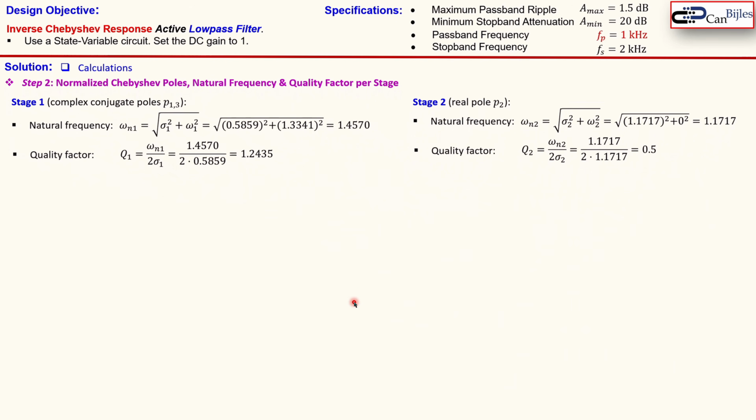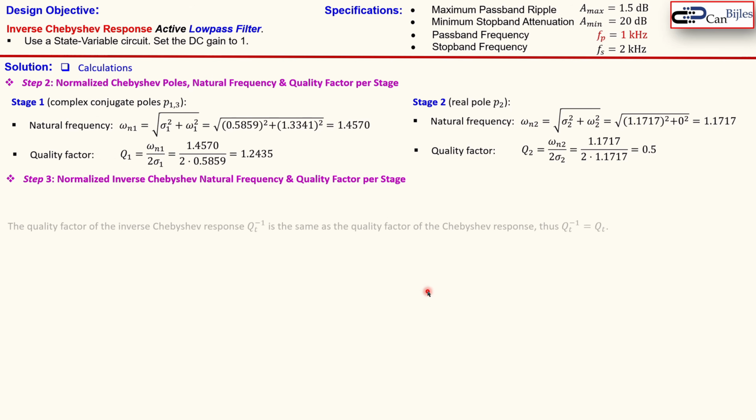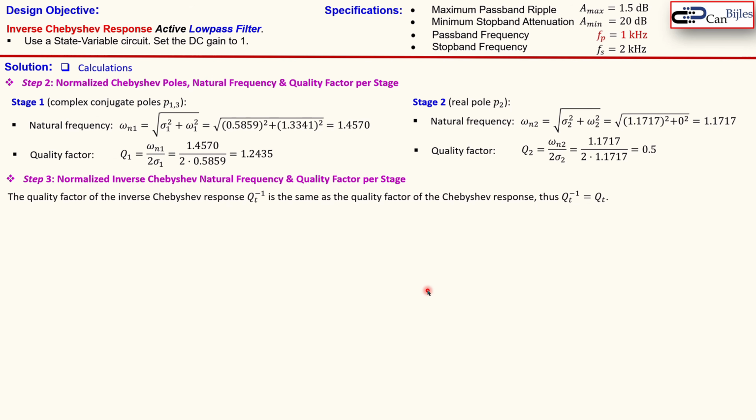Okay, now taking this together, we have now here the stage 1 in summary and stage 2 in summary, the results. Now we need to go to the inverse Chebyshev natural frequency and the quality factor per stage. So from here we need to convert that to the inverse Chebyshev parameters. Now the quality factor of the inverse Chebyshev response, which is given by this q sub t to the power minus 1, referring to that inverse Chebyshev, is the same as the quality factor of the Chebyshev. So that's actually given here.